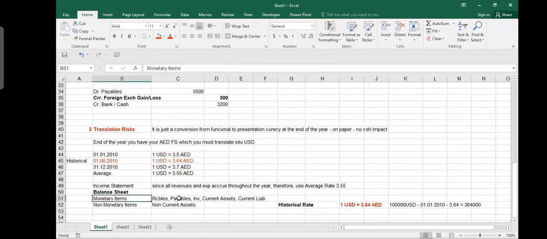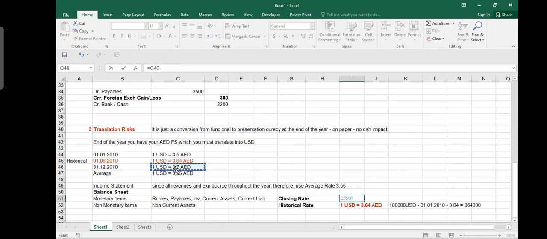Then your monetary items, receivable and payable, you mention at the closing rate. Closing rate means end of the year. What is the closing rate? Closing rate is 3.7, because you have receivable and payable on 31st of December. So whatever is the rate of 31st December, that is the value of your liability. For example, you've got a $1,000 liability, in our previous example.